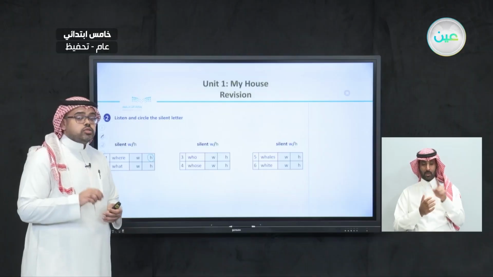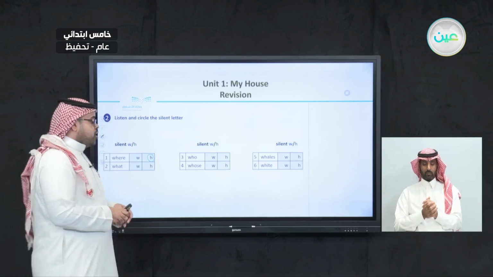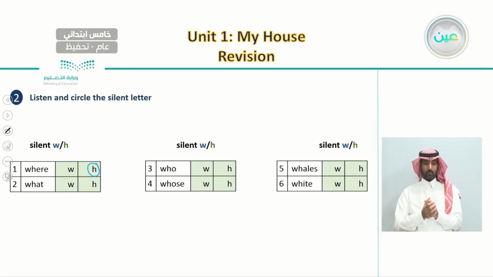Now let's move on to number 2. Number 2, the word is what. What. So the word is what. What do you think the silent letter is? The silent letter with this word is letter H. Letter H. So here we go, and we also circle letter H.